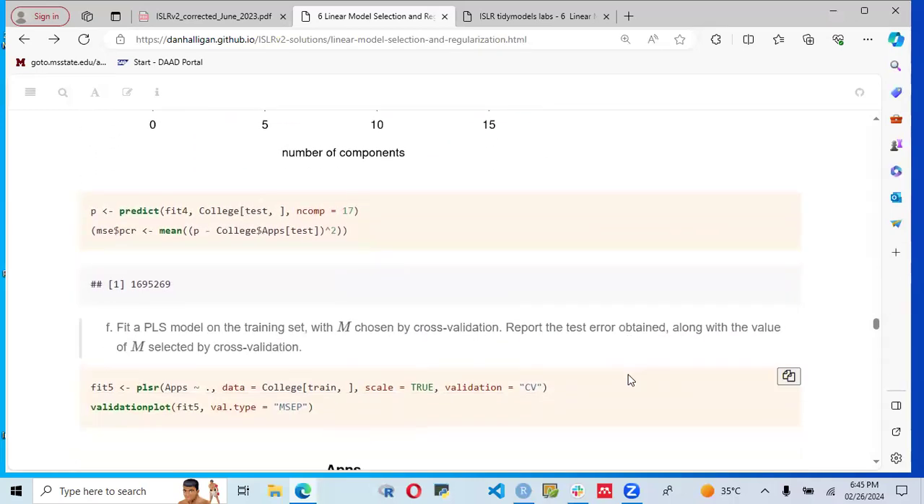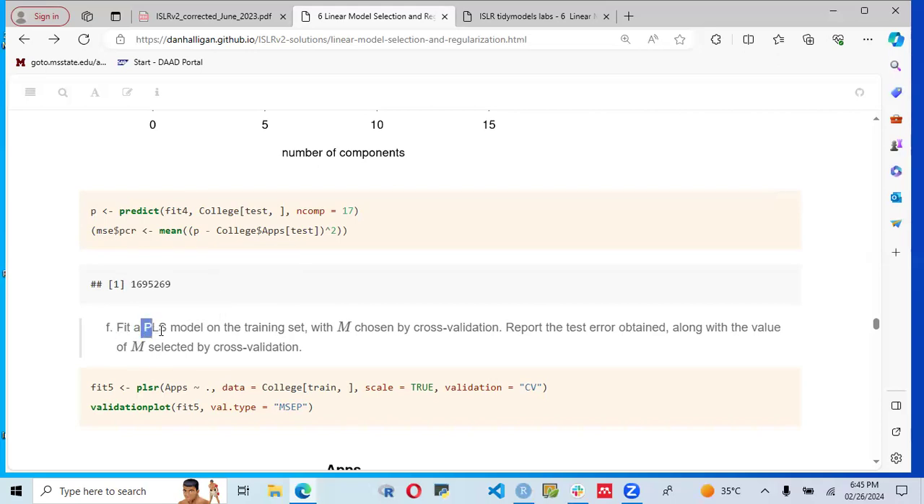So we now have to run predict on fit four for the test sets, with the number of components equal to 17. Then we extract the mean square error for the principal components regression. So we can see that the mean square error is giving us this value.